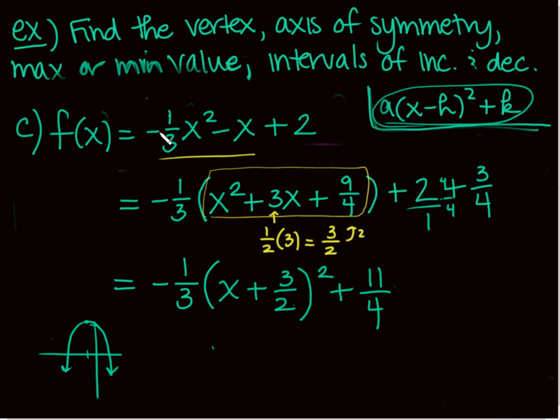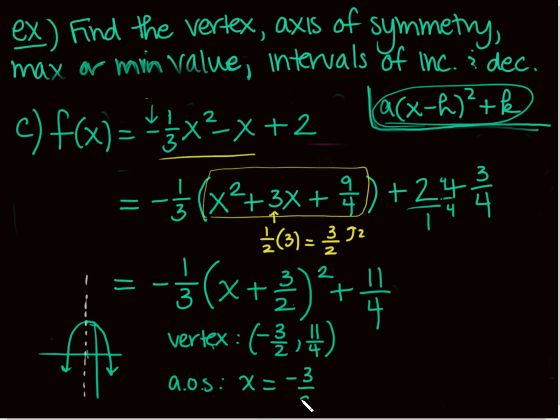Right away, looking at this, I know that this has a maximum. I could have seen that this was going to have a maximum up here. Anytime my negative is in front of the square term, I know I'm going to have a max. Anytime the coefficient of the square term is positive, I'm going to have a min. So what is my vertex here? Well, it's to the left, so my vertex is (-3/2, 11/4), moved up 11/4. Axis of symmetry, again, is that vertical line running through that point, so that would just be x equals -3/2.